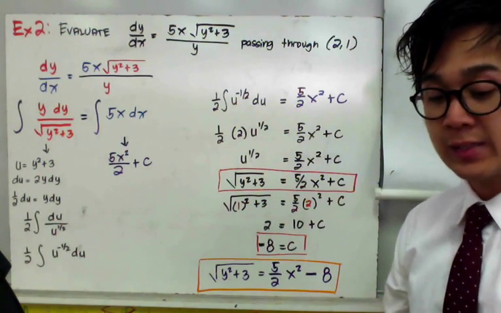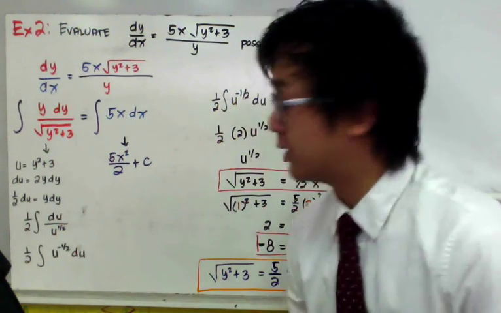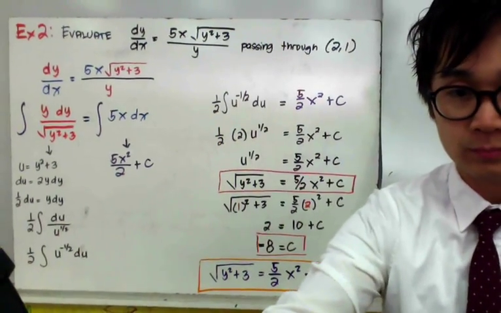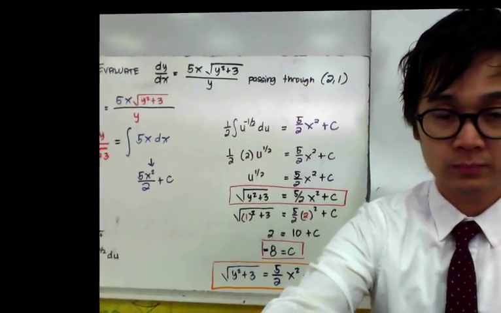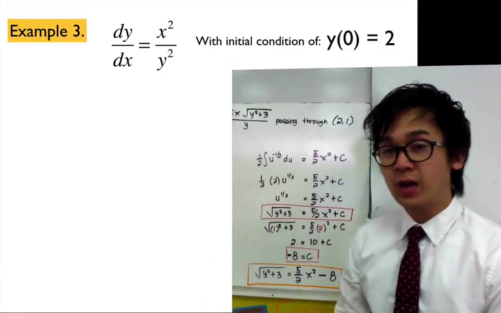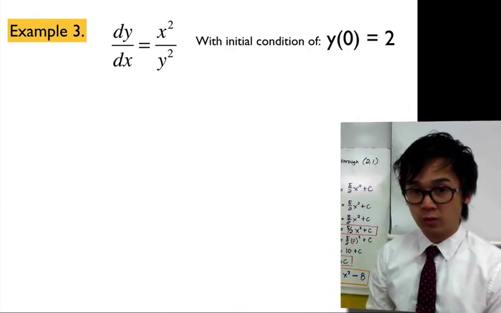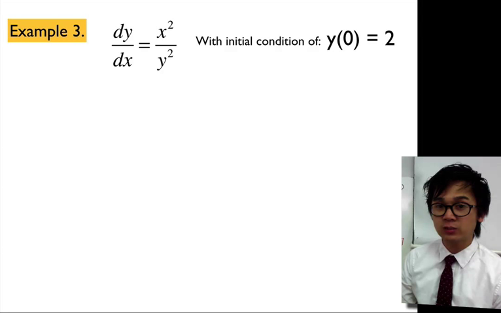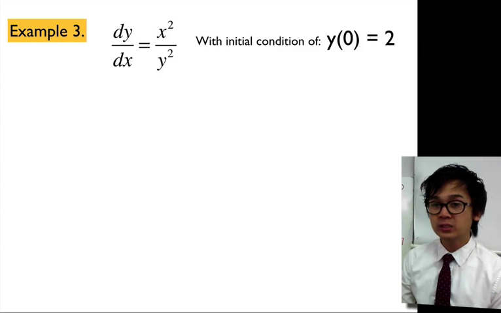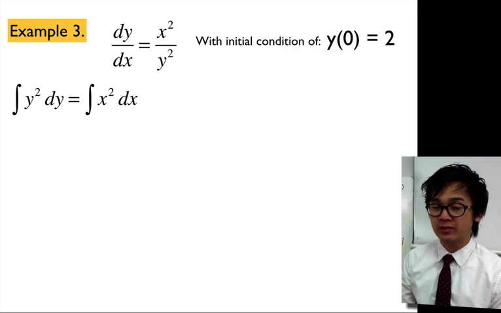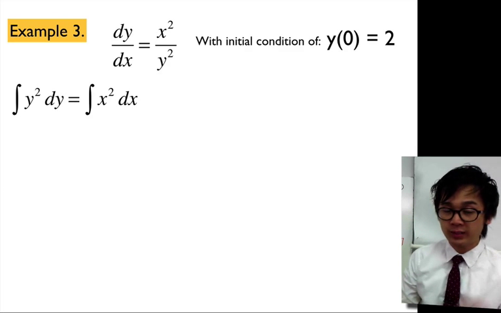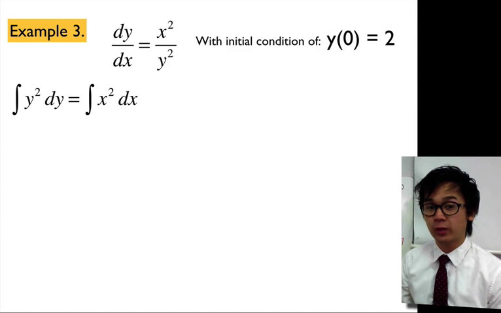Now let's have our next example for this particular lesson, and this time let's find the equation of the function y, given the equation of the slope, which is x squared all over y squared, with the initial condition of y of 0 equal to 2. So the first step is to separate the equation, and we'll have the integral of y squared dy equal to the integral of x squared dx.